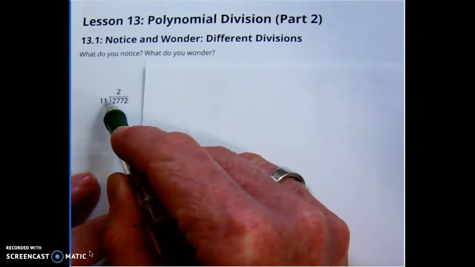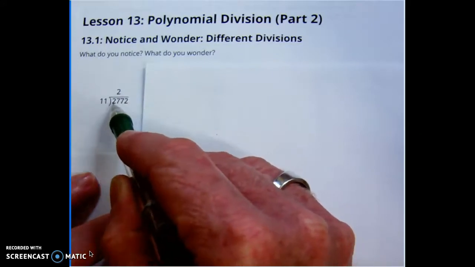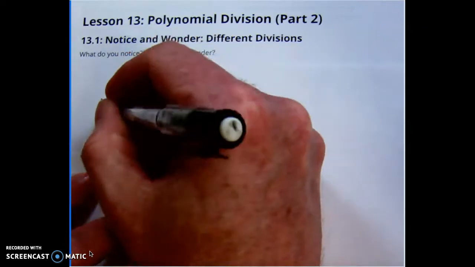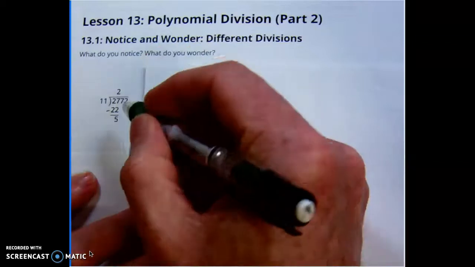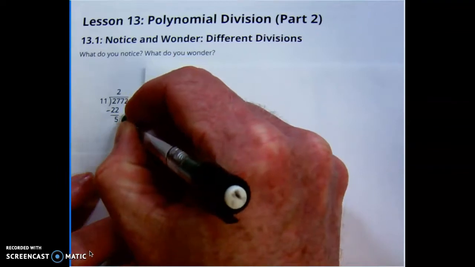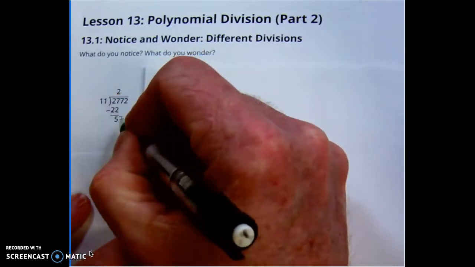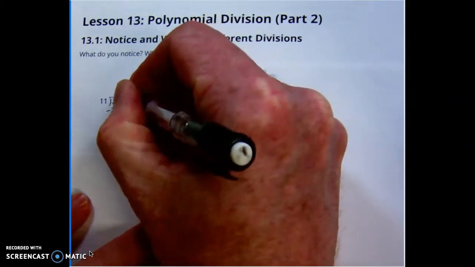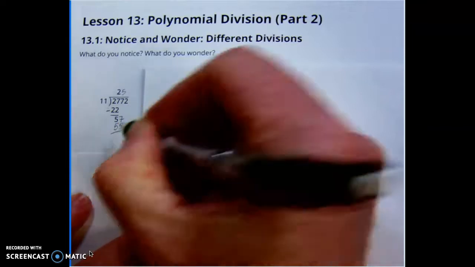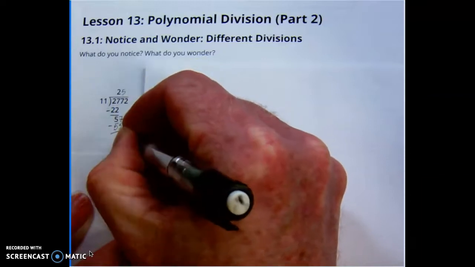We say 11 goes into 2 how many times? None, so we move to the next digit. 11 goes into 27 twice, so 2 times 11 is 22, and then we subtract: 27 minus 22 leaves us 5. Our next step is to bring down the 7, and then we ask how many times 11 goes into 57. That goes in 5 times. So 5 times 11 is 55, and we'll subtract. So 57 minus 55 is 2, and we bring down the 2.